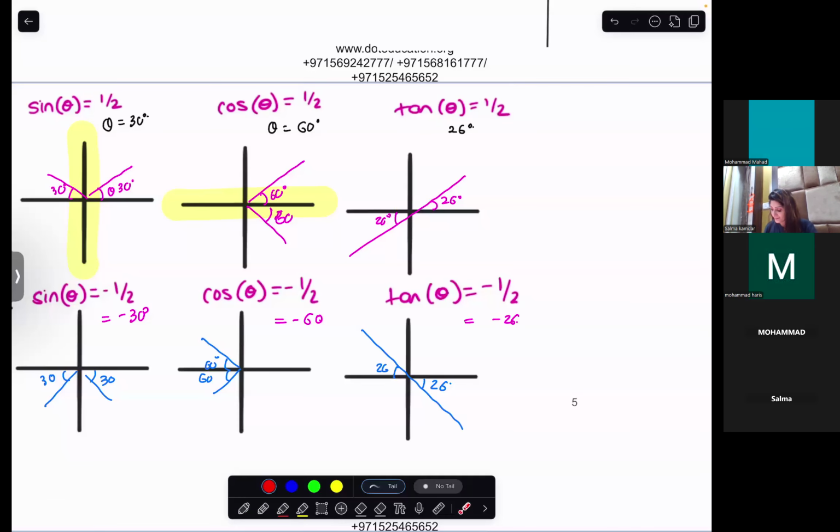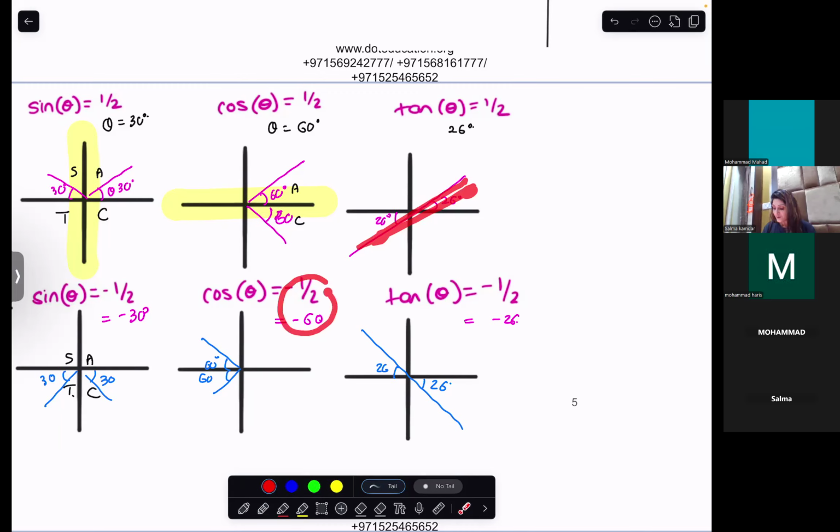If you look at my screen, we would also tally it with the CAST. And if I match it with the CAST, in the first and second quadrant, my sine is positive. Down when I go, my sine is negative in the third and the fourth quadrant. In the first and fourth quadrant, my cos is positive, and over here, all angles and tan is positive.